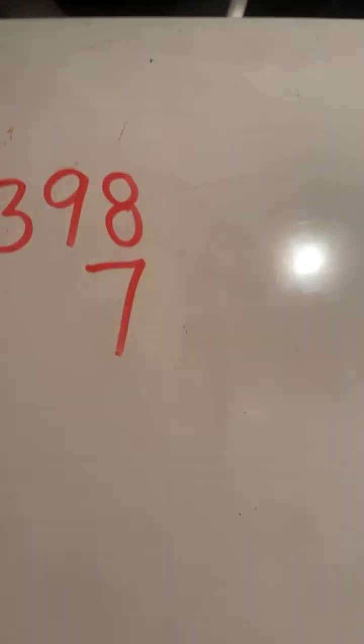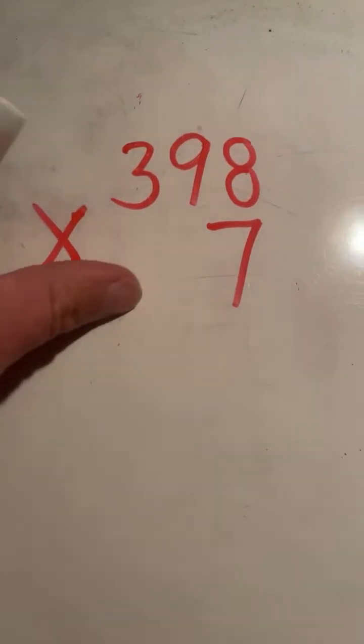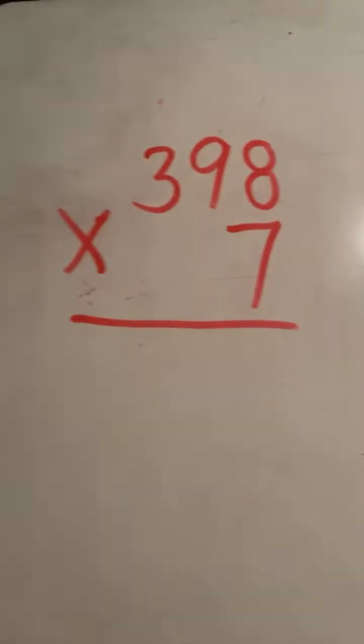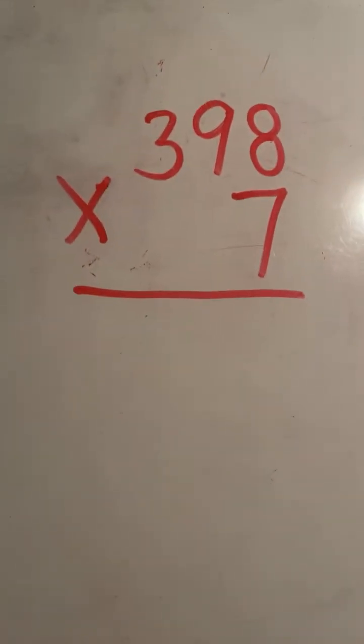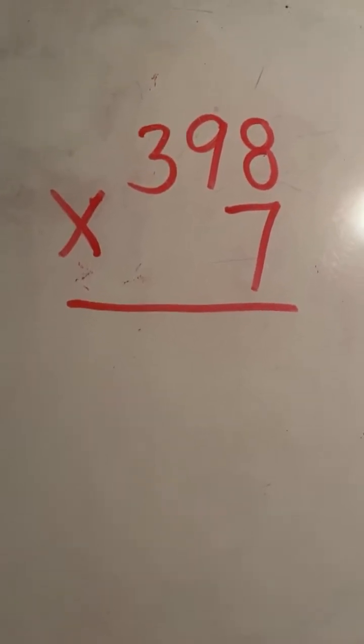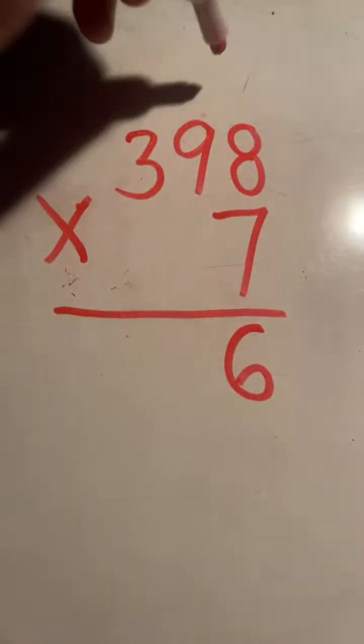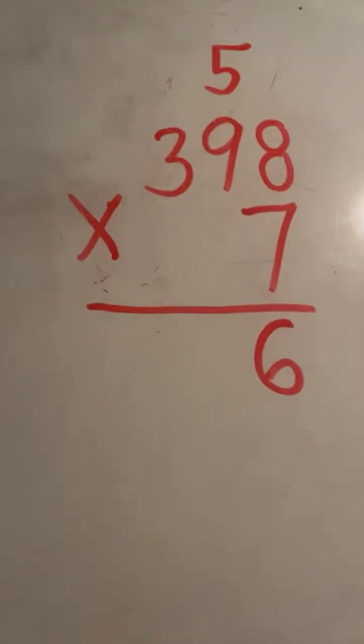All right, next example. 398 times 7. So we're starting in the ones place. 8 times 7 equals 56. We're regrouping because our product is more than 10. The 6 in 56 goes in the ones place. The 5 gets carried over to the tens place.